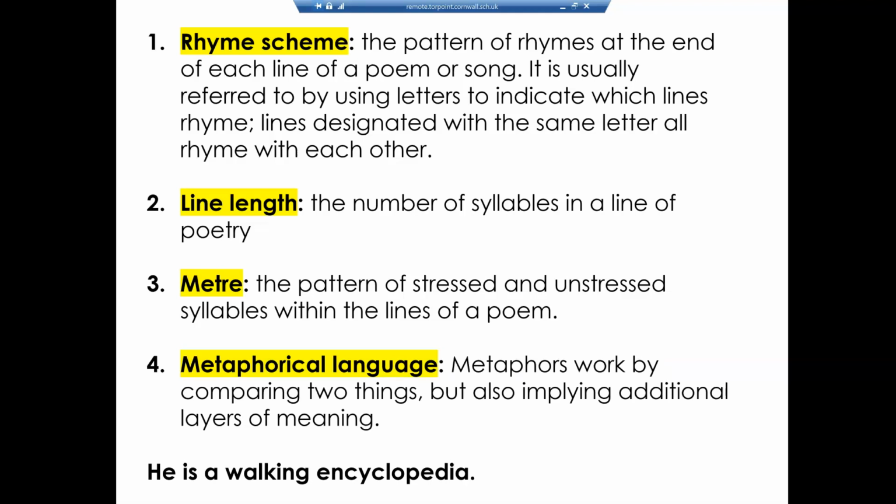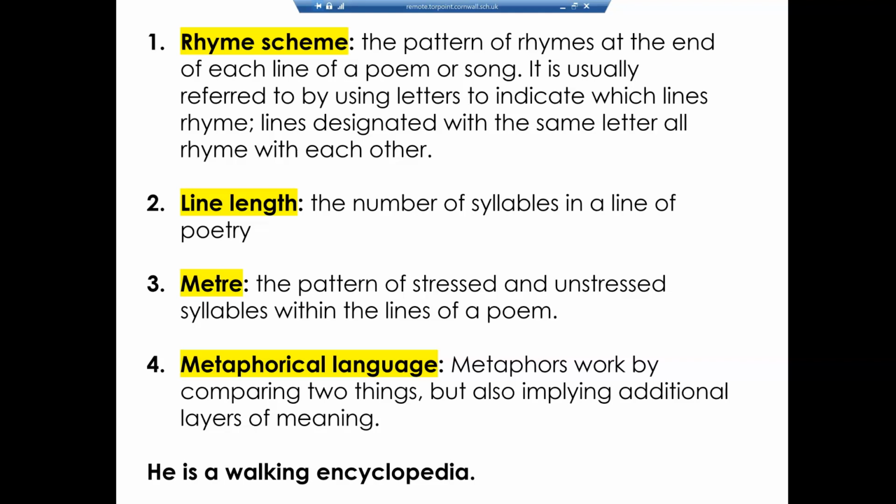And number 4, well, you are asked here to think about metaphorical language. So that is language that is not literal. We know that metaphors work by comparing two things, but also implying additional layers of meaning. So in the phrase, he is a walking encyclopedia, you may have noticed that the thing that we wanted to describe, or the person in this case, he is our tenor. And he is being compared to being like an encyclopedia. So that's our vehicle, the imaginative idea that you compare it to help your audience understand it.